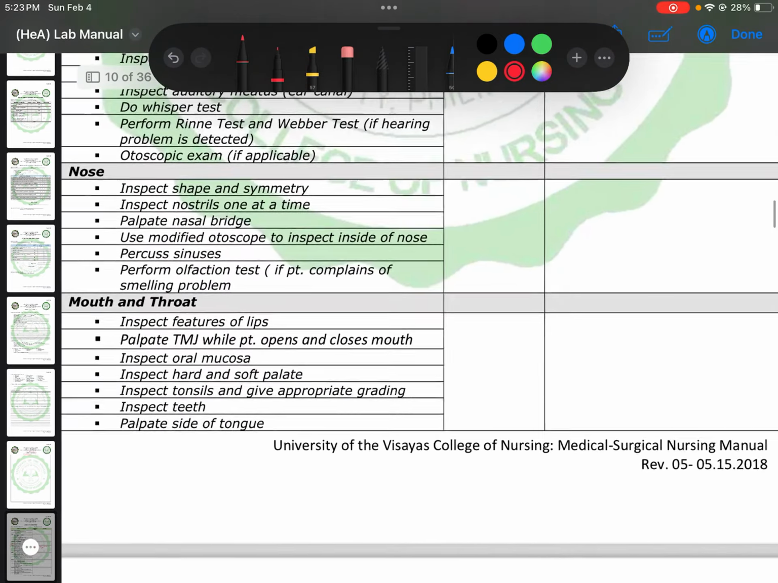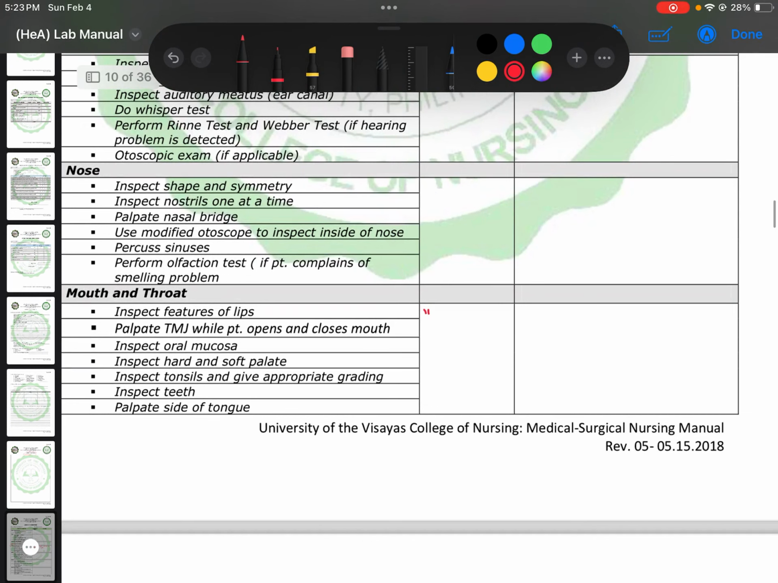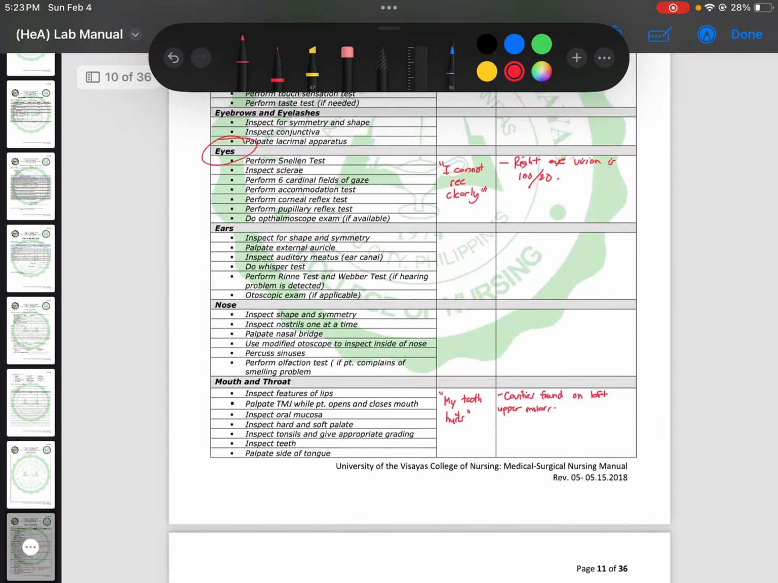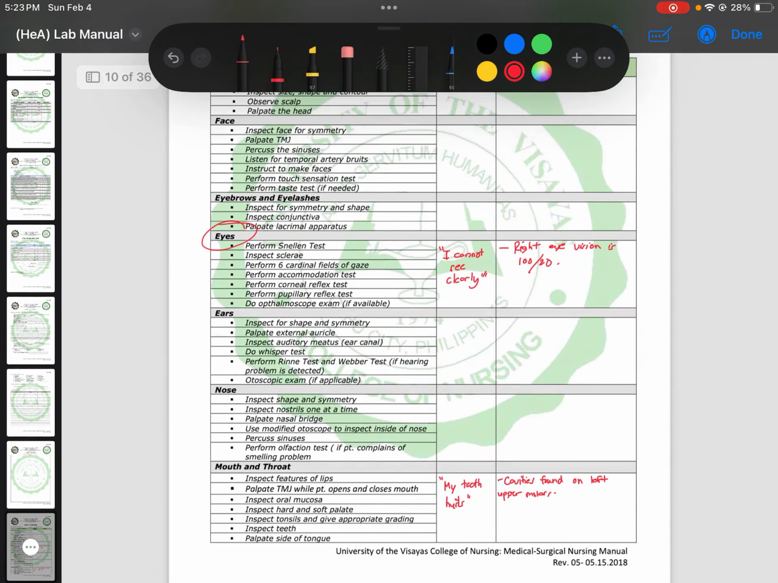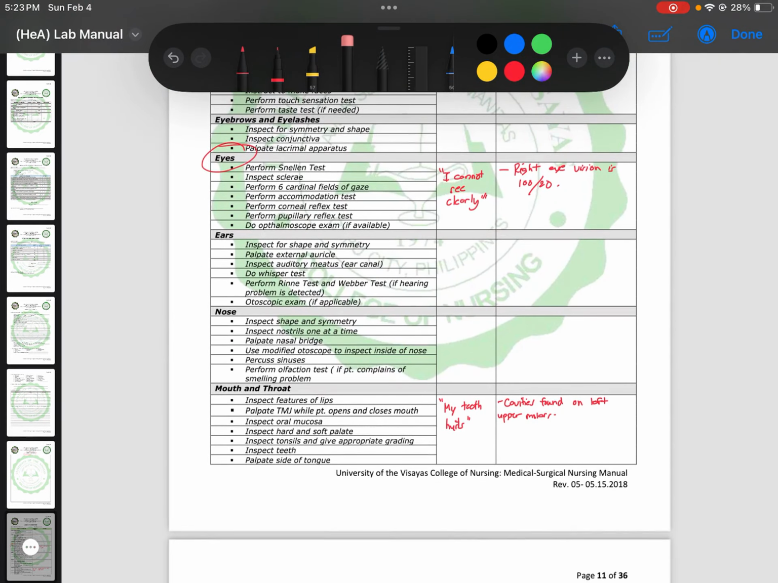Let's say for example in the nose or the throat. Let's say the patient says, my teeth hurt. So you can put here, cavities found on left upper molars. Okay, that's it, class. That is how we document our assessment findings after assessing our patient.